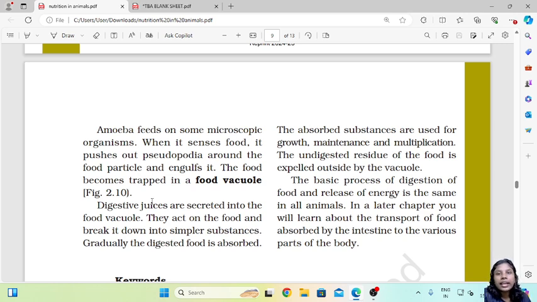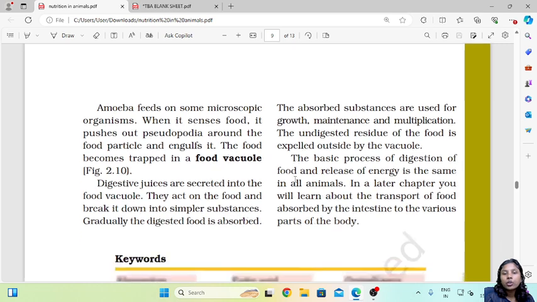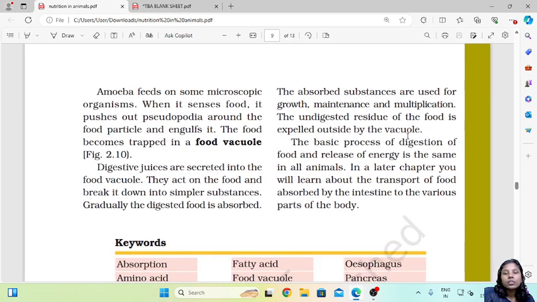Then what happens? The digestive juices act upon the food and break it down into simpler substances, and therefore digestion of food occurs. Then the absorbed substances are used for growth, maintenance and multiplication. The undigested residue of the food is expelled outside by the vacuoles. The basic process of digestion of food and release of energy is the same in all animals.